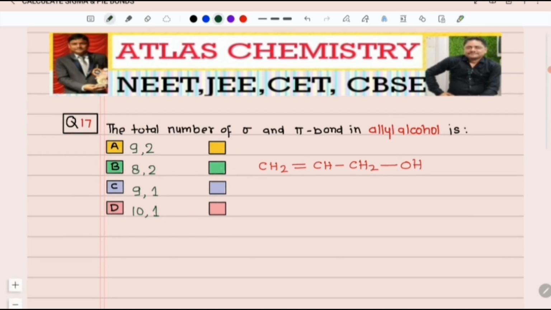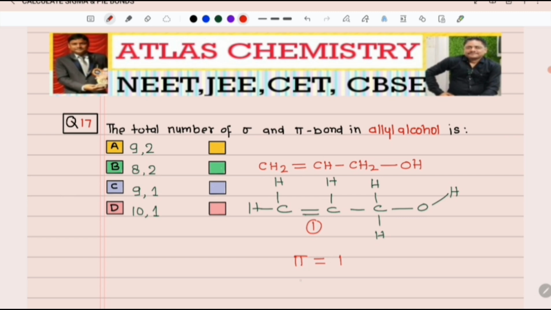So we find that here are 1, 2, 3 carbons, and on the last carbon there is an OH bond, and it has 2 hydrogens, and there is a single bond, and here is a double bond, here are 2 hydrogens, and there is 1 hydrogen. If we find the total number of pi bonds and sigma bonds in this compound, then we find that there is only one pi bond. So pi bond is only one.